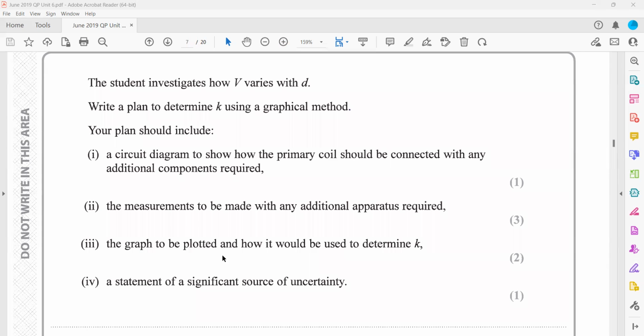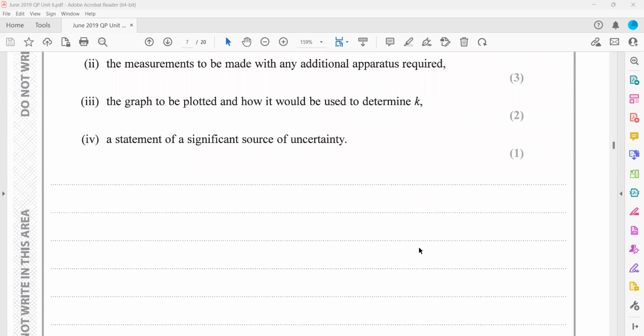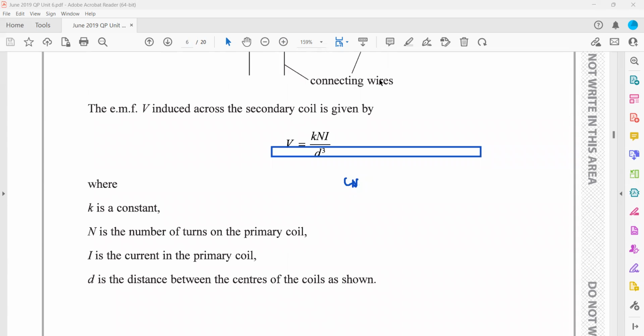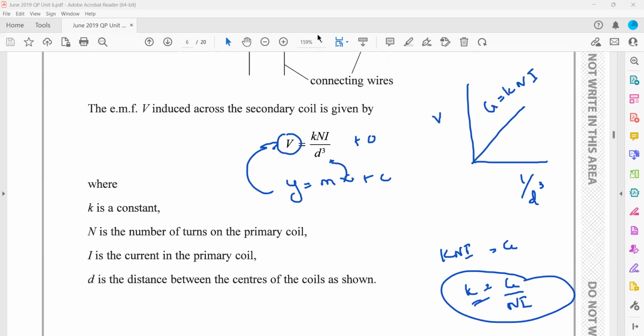The graph to be plotted and how it would be used to determine K. As we did already, that is how we can work out the value of K. We'll plot a graph between V on the y-axis and 1 over d cube on the x-axis. So the gradient will be equal to K and I. So if I need K, the gradient divided by N I is equal to K.